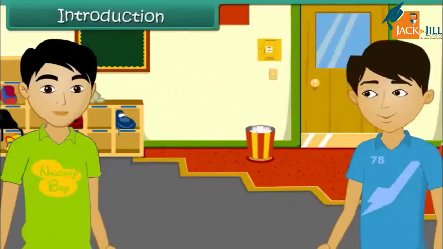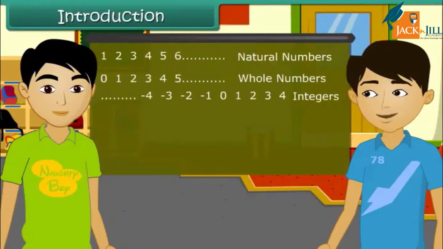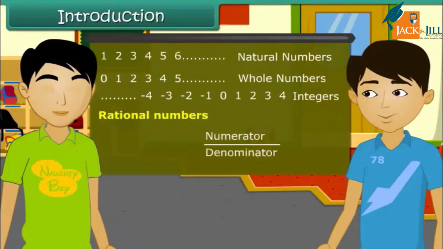Introduction. What are you doing, Amit? Hey, Rahul, come. You know, today our maths teacher taught us a new topic, rational numbers. I know about natural numbers, whole numbers and integers. But what are the rational numbers? These numbers are in the form numerator by denominator, where numerator is either 0 or a positive integer, and the denominator a positive integer. I did not understand. Come, I will explain you.